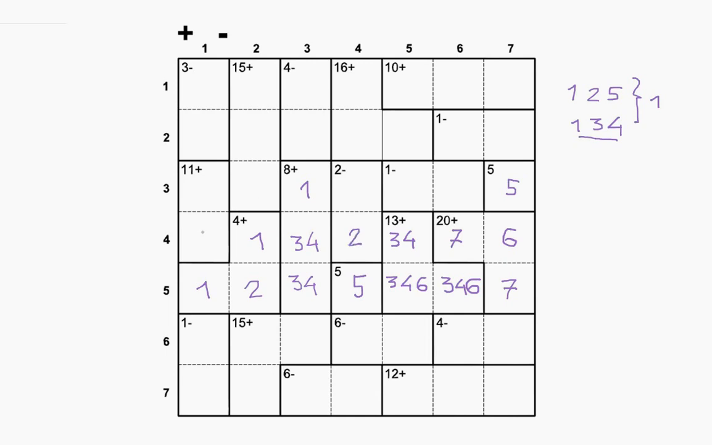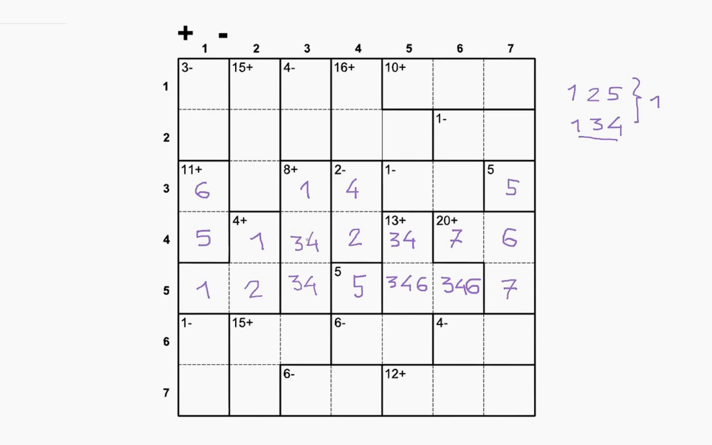And here the last empty cell in row number 4 is 5. Now, to make 11, here has to be number 6. Here, to make 2, by subtraction of 2 numbers, and here is the number 2, here has to be number 4.